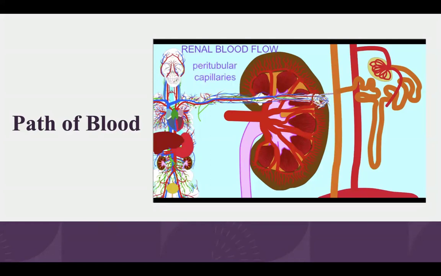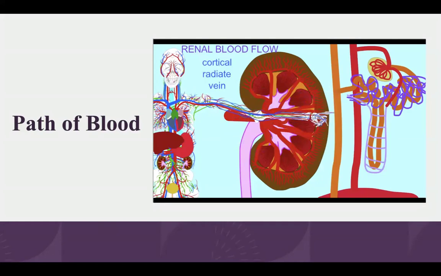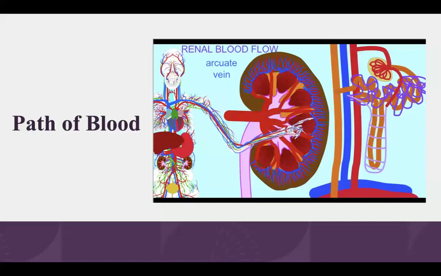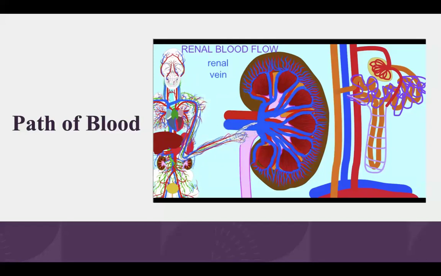These efferent arterioles then form a second capillary network. Either the peritubular capillaries around the PCT and DCT, or the vasa recta, which surrounds the loop of Henle. These capillaries then drain into cortical radiate veins, which drain into arcuate veins, which drain into interlobar veins, which drain into segmental veins, which drains into the renal vein, which departs the kidney.